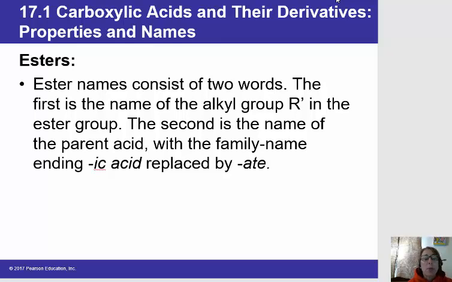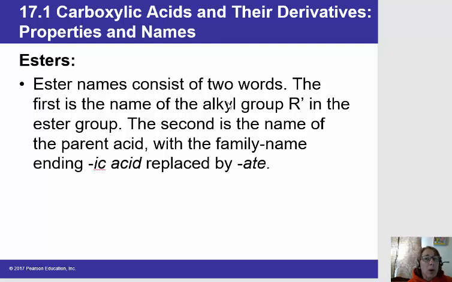Ester names are comprised of two different words, and the words are based on the acid and the alcohol that were used to synthesize the ester. So that's why it's important to know which part of the ester came from the acid and which part came from the alcohol. And the first word comes from the alcohol part, and it ends in -il.